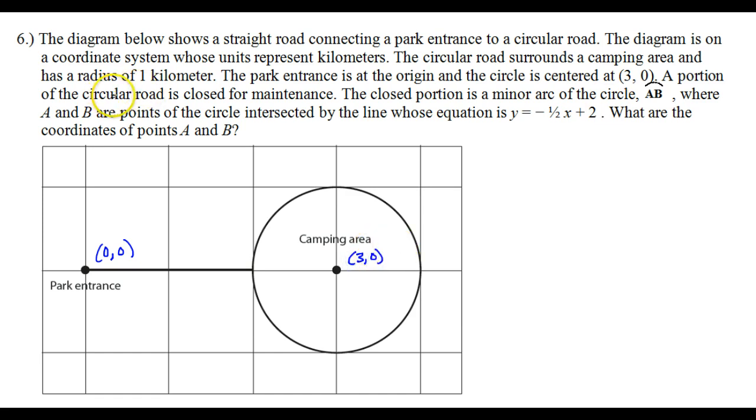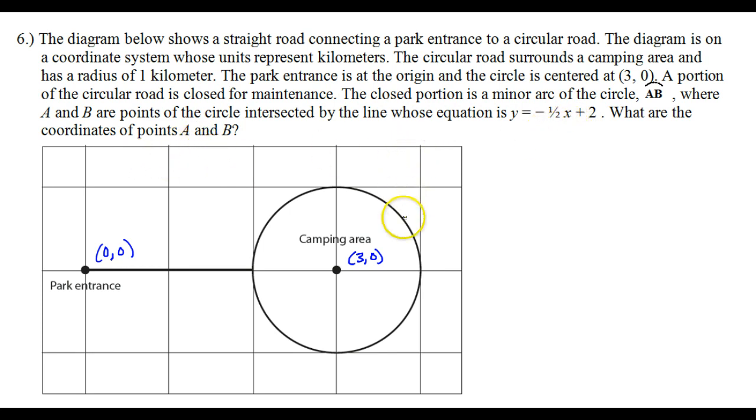A portion of the circular road is closed for maintenance. The closed portion is a minor arc of the circle, arc AB, where A and B are points of the circle intersected by the line whose equation is y equals negative 1/2 x plus 2. What are the coordinates of points A and B?